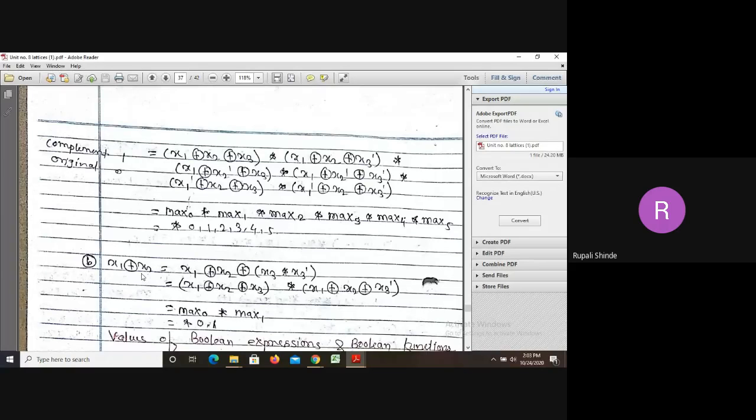Now you have to try the same by the truth table method. So solve this example by the truth table method.